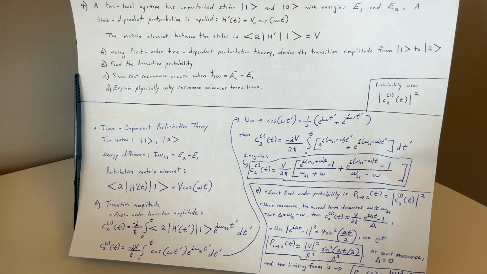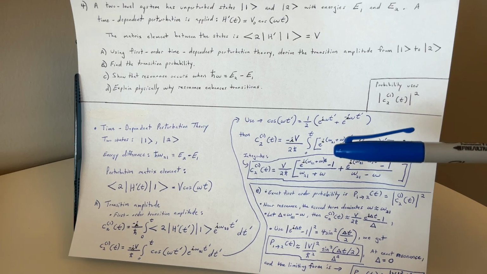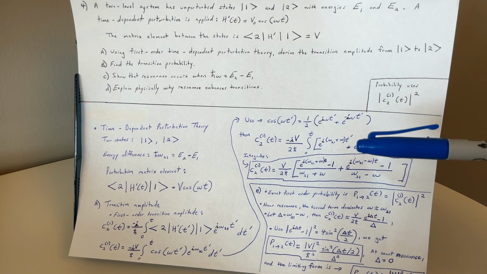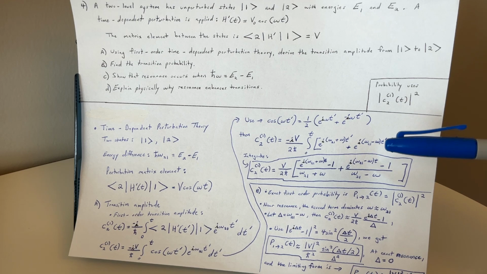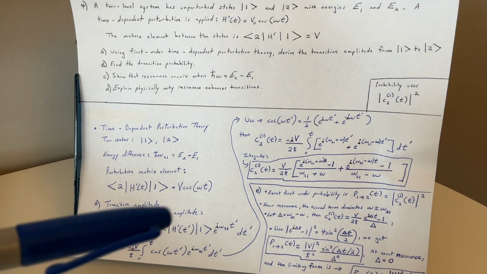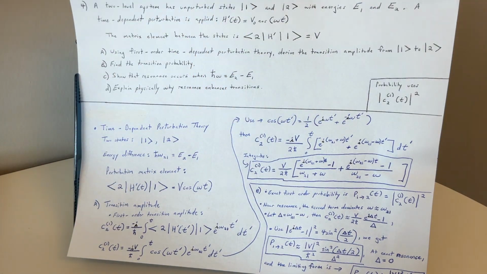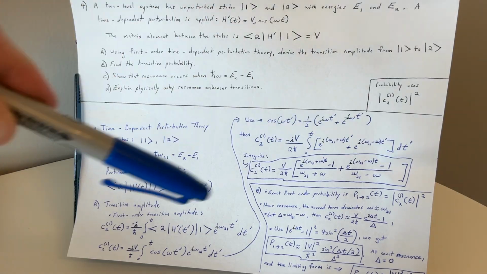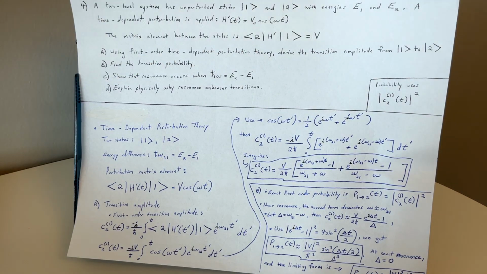Then this transition amplitude is going to be negative iV over 2 h bar, integrating from 0 to t, of e to the i times omega sub 21 plus omega, times t prime, plus e to the i times omega sub 21 minus omega, times t prime, dt prime. When we integrate all of this from 0 to t, I'm just going to leave it here rather than say it, because I don't want to bumble the expression.